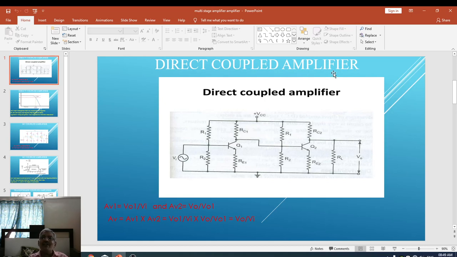The circuit diagram of the direct coupled amplifier is represented in this particular diagram. This is a two-stage DC coupled amplifier. From the input signal up to the output of the collector, that forms the first stage, and from the output of the collector of the first stage up to the voltage across the load resistance connected, it forms the second stage.